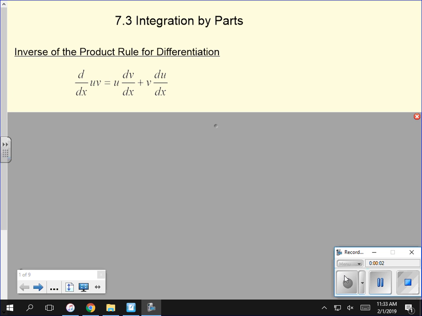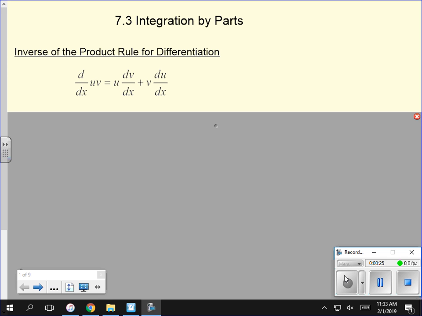The inverse of the product rule for differentiation. So here I have the product rule for derivatives, and u and v are functions of x, just like f or g. I don't know why they picked u and v, but they did. Integration by parts is also known as uv substitution because you're using u and v.